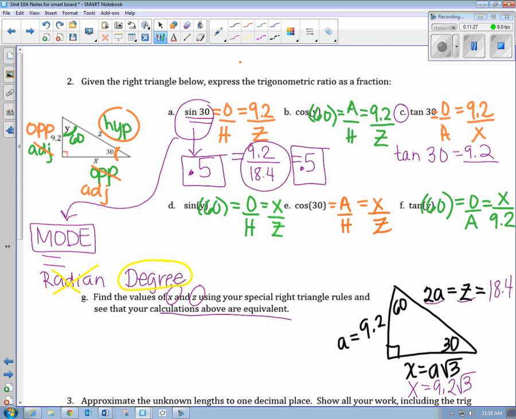Over my x value, which we calculated is 9.2 radical 3. Technically here, this is the same as 1 over radical 3. And if we were going through and doing this, we know we can't leave it as 1 over radical 3 as our final answer. But the only thing that we're doing here is typing these things into our calculator.